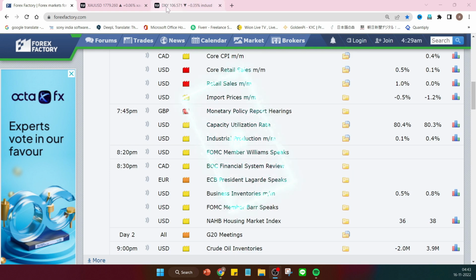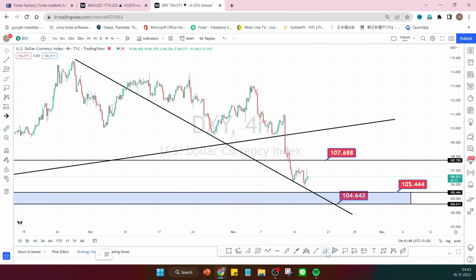Let us look at dollar index. I'm in 4 hours time frame of dollar index. Here I have noticed the support line or the trend line. Previously we have noticed the price action to be trading above this support line. And again we have noticed the price action to break this support line with a high trade volume, which means that it is a confirmation that this support has been broken.